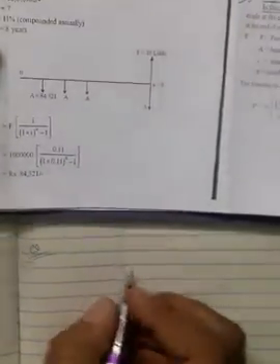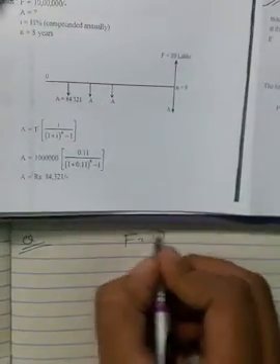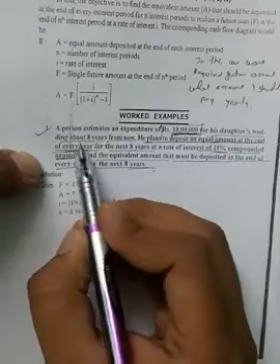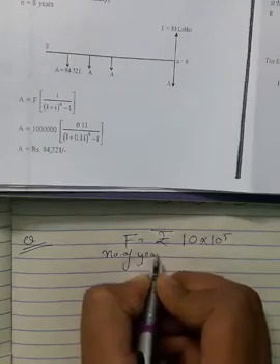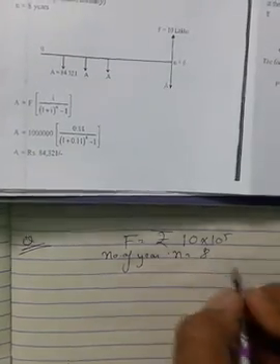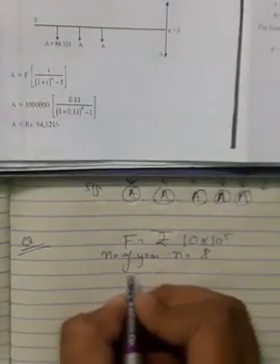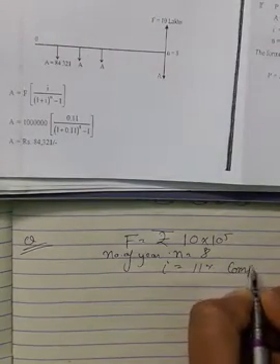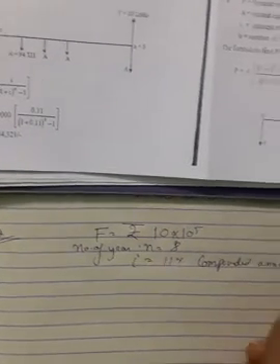Write what was given in the question. A person estimates an expenditure of rupees, which means this is a future amount. So future F is equal to rupees 10 lakh. For his daughter's wedding due about 8 years from now, so the number of years n is 8. At an interest rate of 11% compounded annually, so the interest rate I is 11% compounded annually.